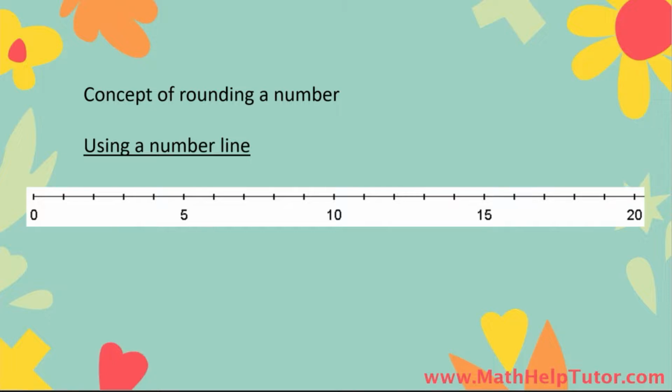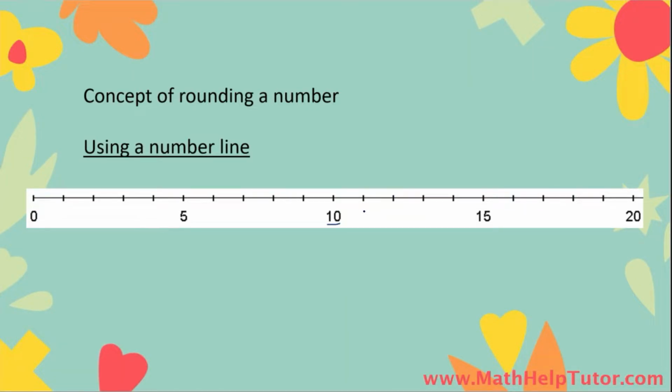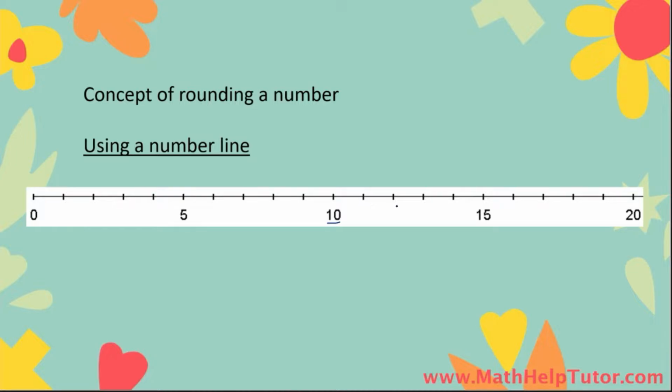So let's plot where the number 14 is on our number line. So we have 10 here, and these notches that you see on our number line are in increments of 1. So this should be 11, this is 12, this is 13, this is 14.